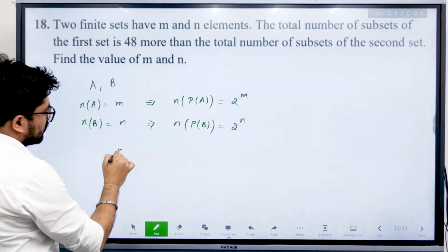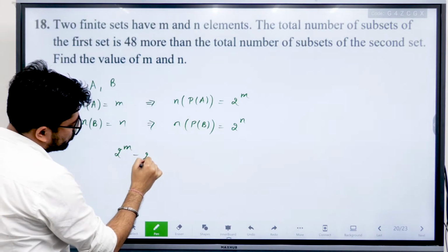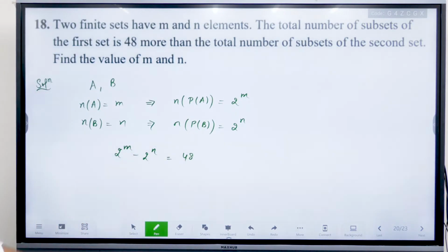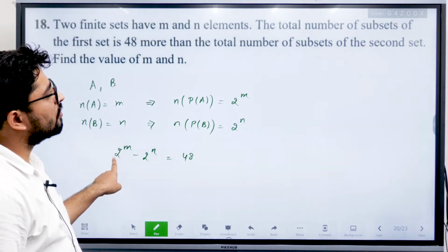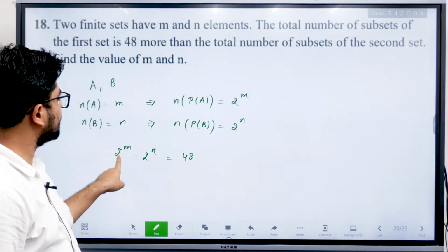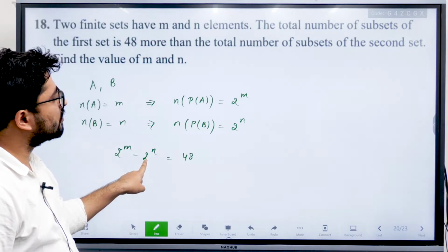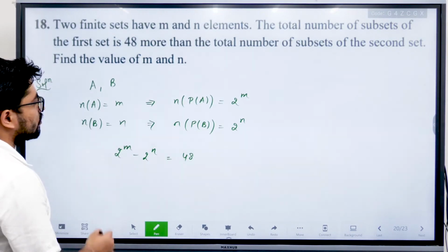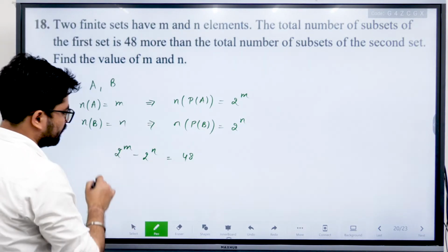So you can say 2 to the power m minus 2 to the power n is equal to 48. Yes, the number of subsets of the first set is more than the number of subsets of the second set by 48. So this is 48. You have to find the value of m and n.